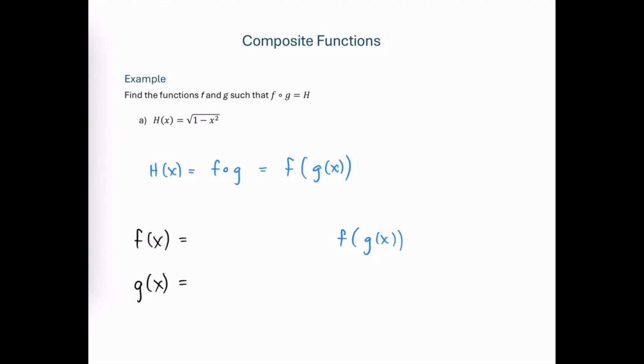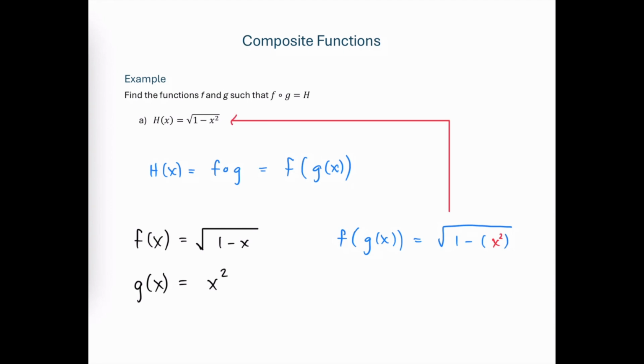But there are other options. We could have let f be equal to the square root of 1 minus x, in which case, when we compose the two functions, we would start with the outside f function and open up a hole for the independent variable x. In that case, g would need to be x squared, which is what we would plug into the hole when we compose the two functions, and this would also give us the original function that we started with. So this is another possibility for the functions f and g.